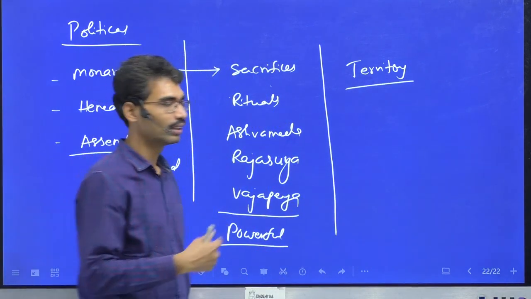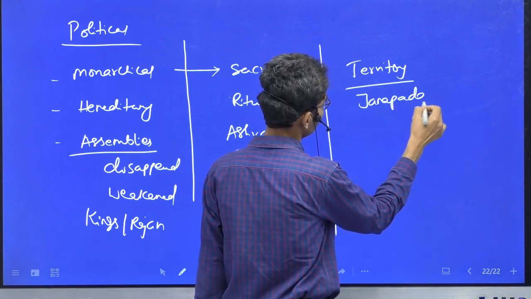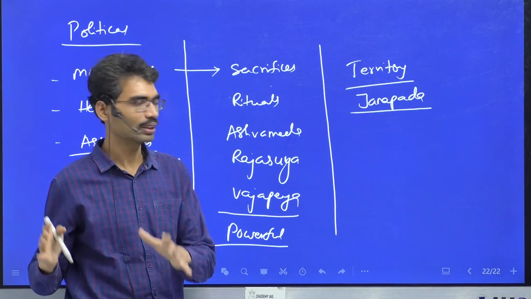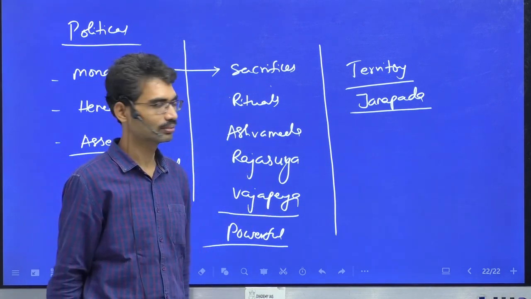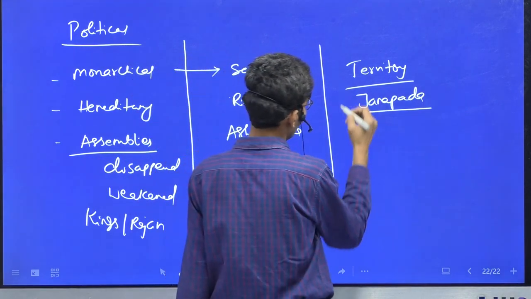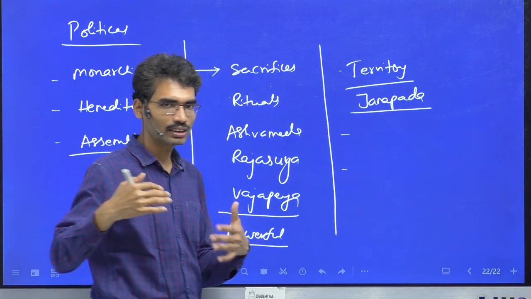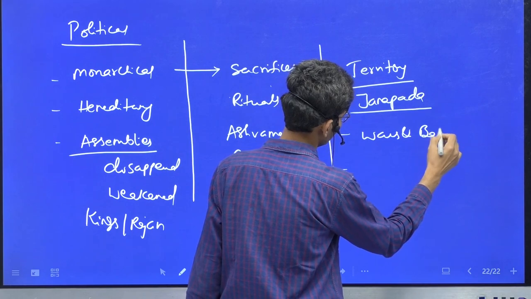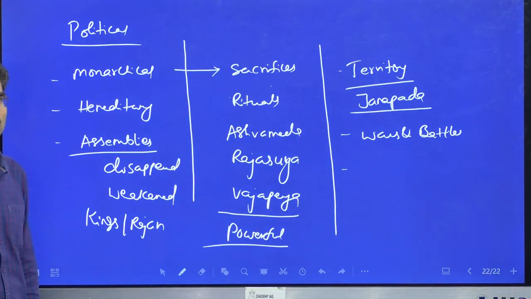Instead of Jana, Janapada became a very important term. In the early Vedic period, Jana, the people, were important. Now by this time, if you protect the land, automatically people are also protected. Janapada. And continuously there were wars and battles to expand their kingdoms, their territory, Janapadas.